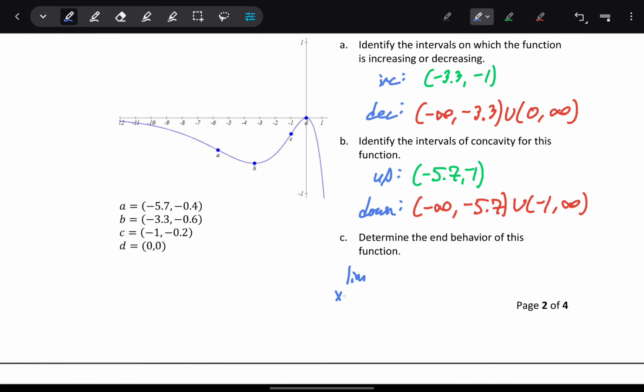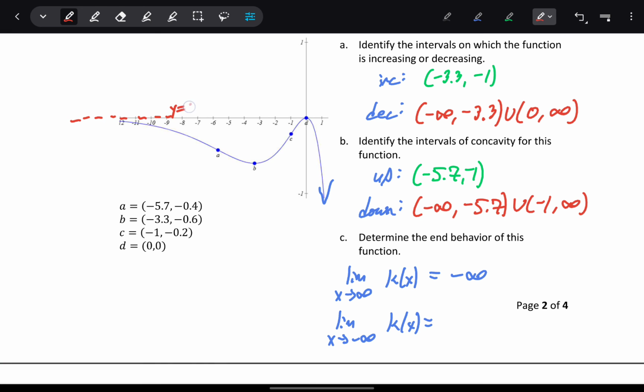And then finally, we want to investigate the end behaviors of this function k of x. As x is headed to infinity, our function value is just decreasing, so we're headed to negative infinity. But as x approaches negative infinity, we're getting closer and closer to the line y equals 0, meaning we have a horizontal asymptote, and our left end behavior as x approaches negative infinity will be 0.